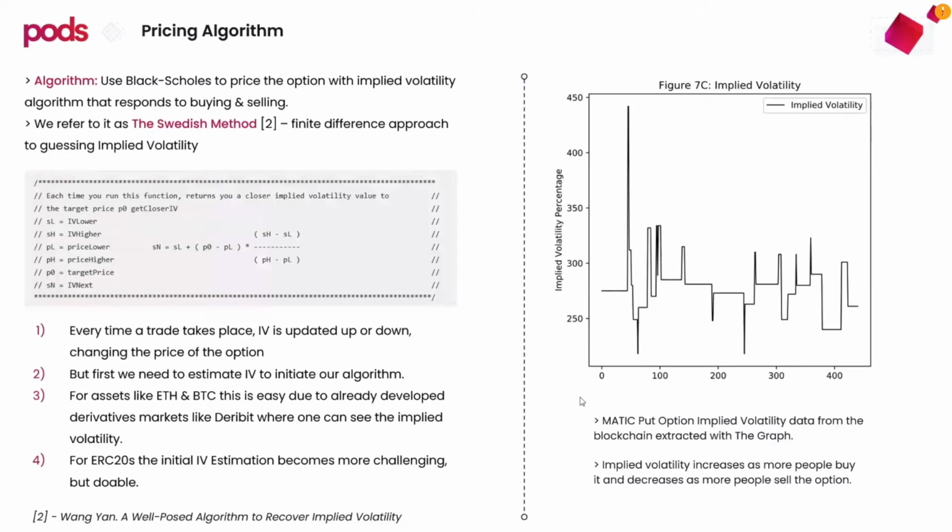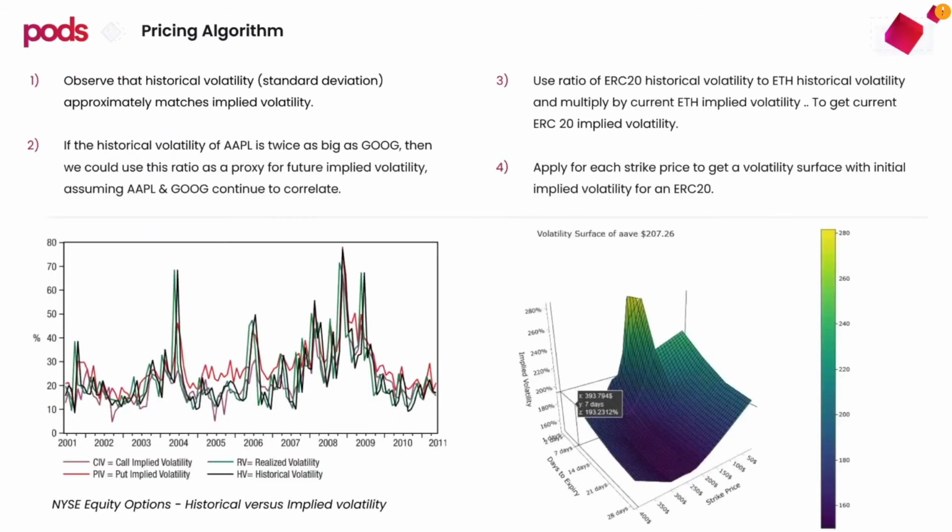One of the things that we can do, and this is an interesting method that at least we came up with, a very simple back of the napkin approach, is this: let's say you want to figure out the implied volatility for a new ERC20 that an LP wants to sell. Here's an interesting approach. You can take the historical volatility, and you can observe that in general it approximately matches implied volatility.